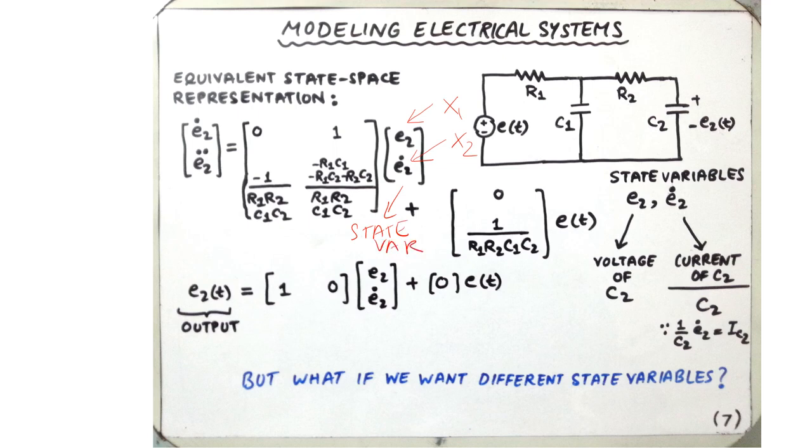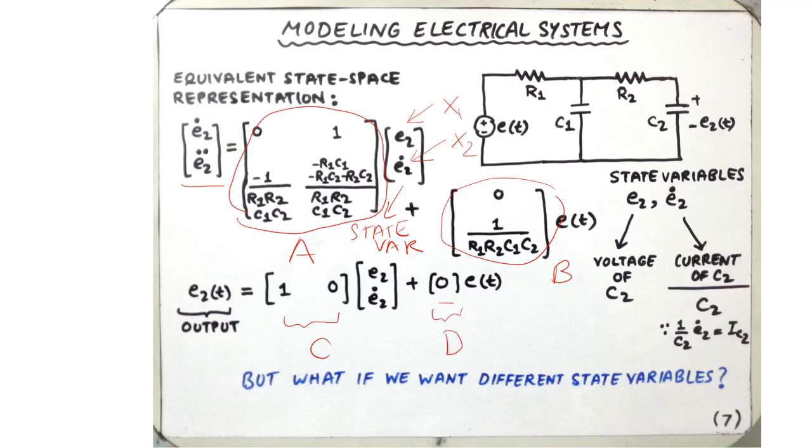And the state space representation can be easily derived from the differential equation that we have derived in the previous slide. So this is going to give you matrix A of the state space representation, and this is going to be matrix B. And likewise, the output was the voltage across the capacitor E2. That's the matrix C times the state. Therefore, this is going to be matrix C. And this is matrix D, essentially 0.